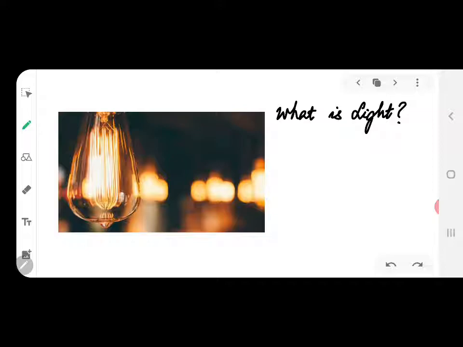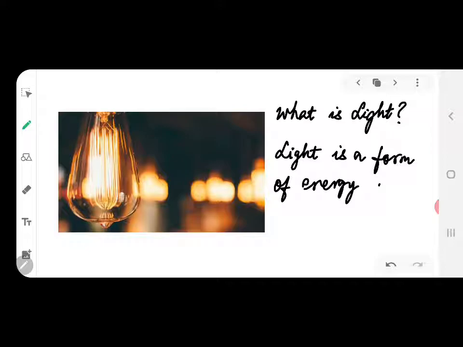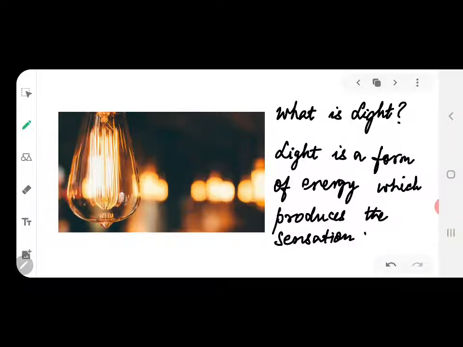Thus, we can say that light is a form of energy which produces the sensation of sight.